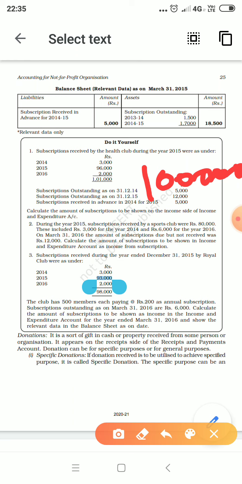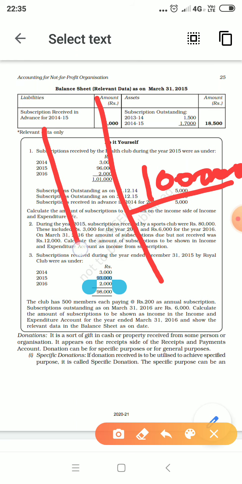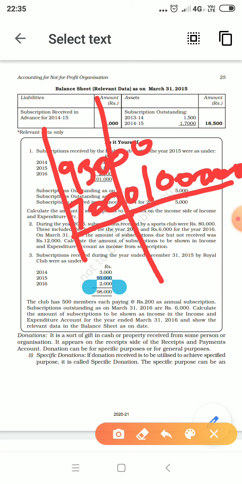Okay, sorry for the shabby handwriting. And in the inner column, you have to show 93,000 that we have received. 1 lakh minus 93,000, 7,000 is current year's outstanding. This is what you have to show. Done. Okay.